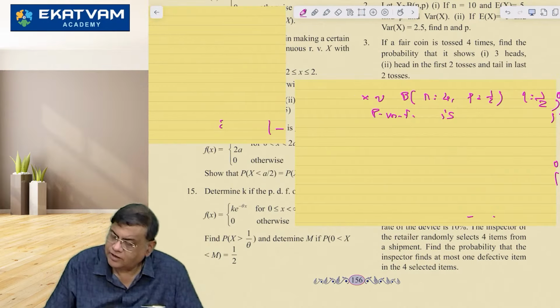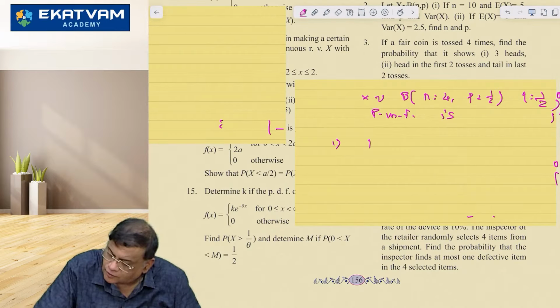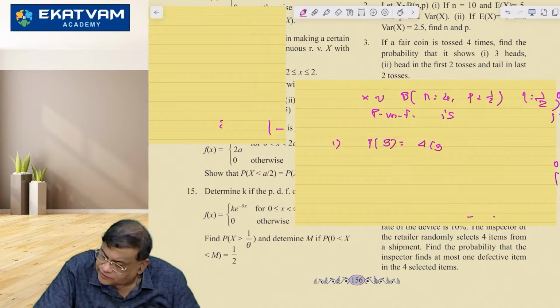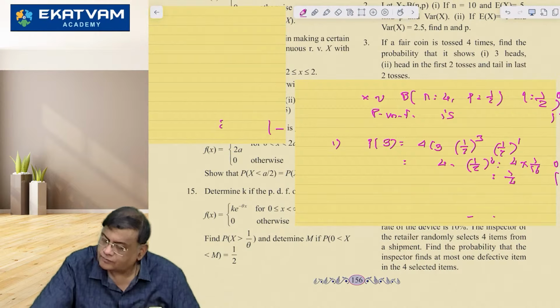आता एक निकालो. पहले तुमको चाहिए 3 हेड्स. So probability of x is 3 will be 4c3 half raised to 3 into half raised to 1, which is 4 into half raised to 4. So 4 into 1 upon 16, मतलब 1 by 4.